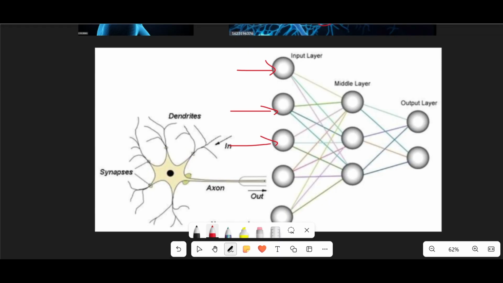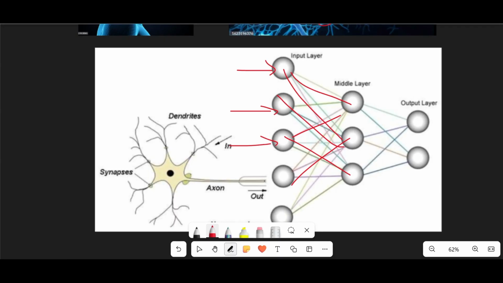Each input has a different level of importance. This importance is called weight. Some inputs are more useful than others, so they get higher weight. The neuron also has another value called bias. You can think of bias as a small adjustment that helps the neuron make better decisions.